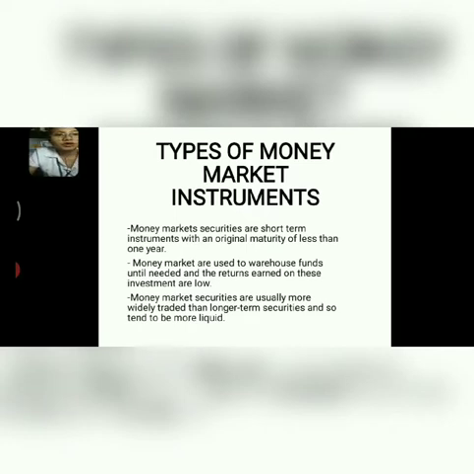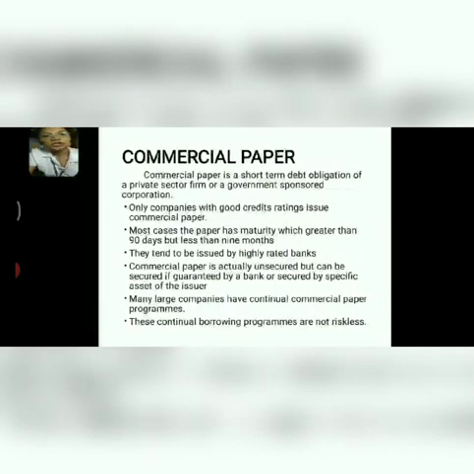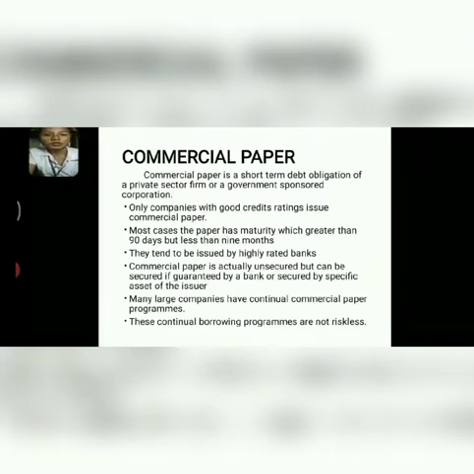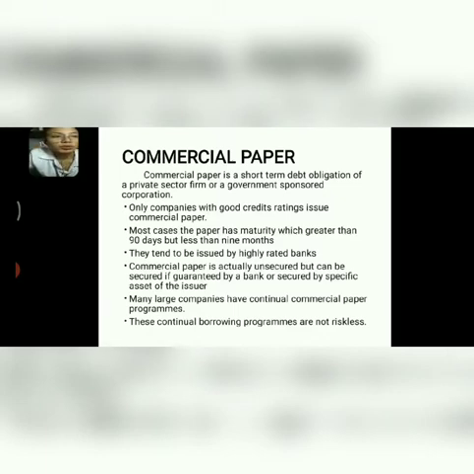So the first type of money market instrument is commercial paper. Commercial paper is a short-term debt obligation of a private sector firm or a government-sponsored corporation. Only companies with a good credit rating issue commercial paper because investors are reluctant to buy debt of financially compromised companies. In most cases, the paper has a maturity greater than 90 days but less than 9 months.